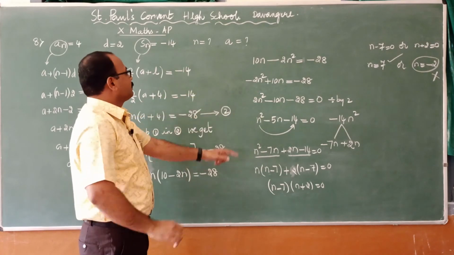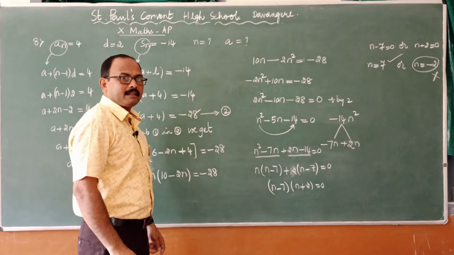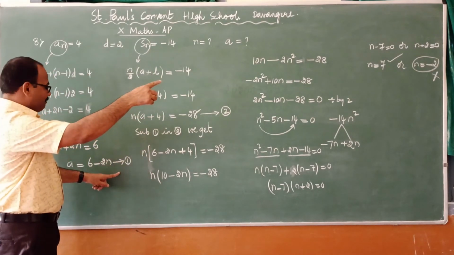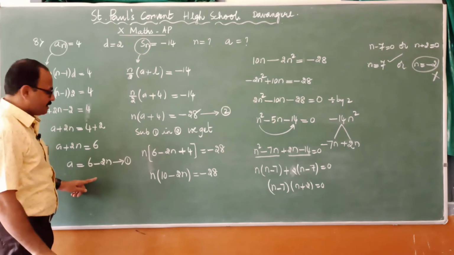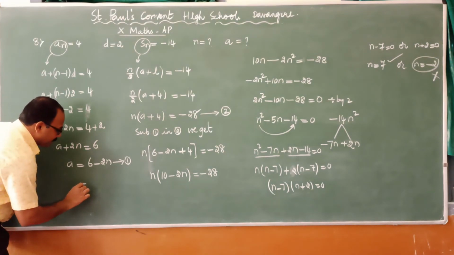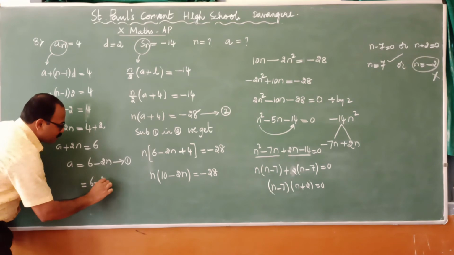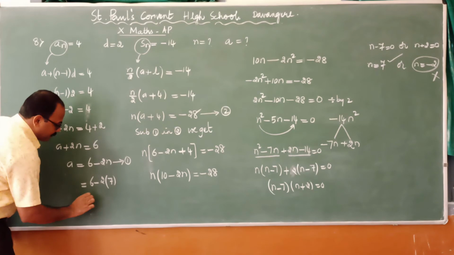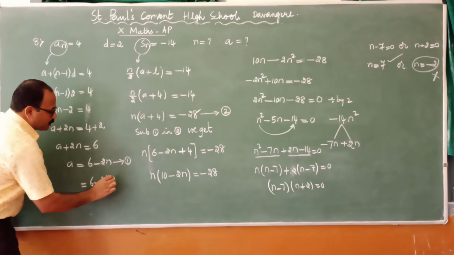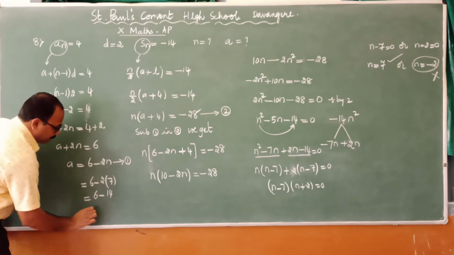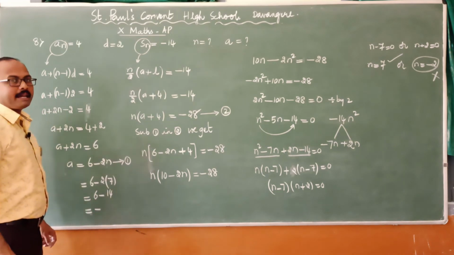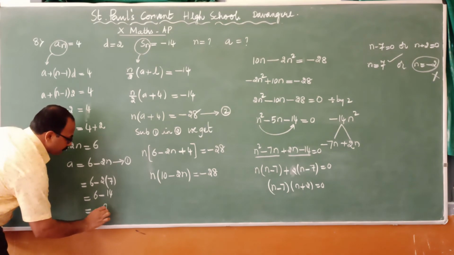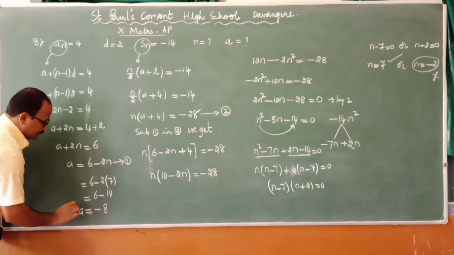We have calculated n, children. How do we calculate a? We are left with equation 1. Take this n value and substitute here. Substituting, it will become 6 minus 2 into 7 will be equal to 6 minus 14, 2 sevens are 14, minus 14 minus 6 will become minus 8. a is equal to minus 8.